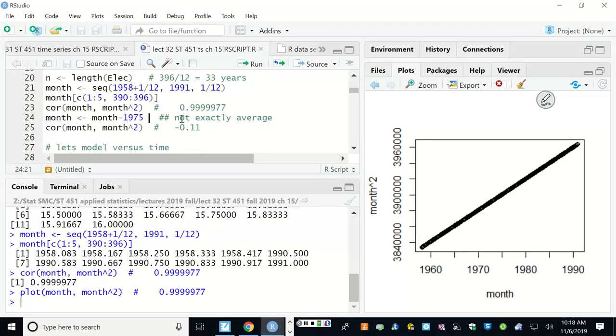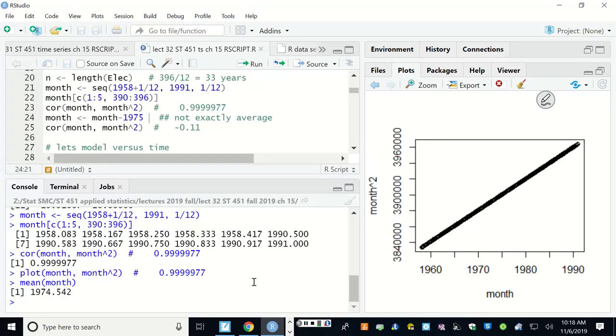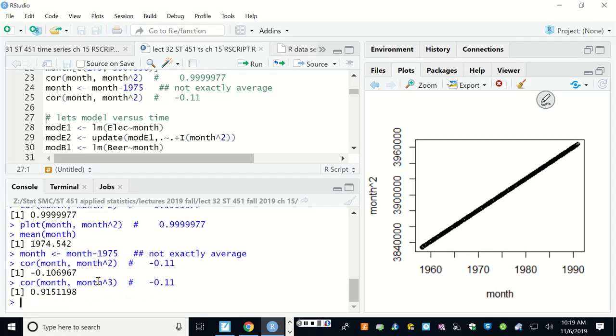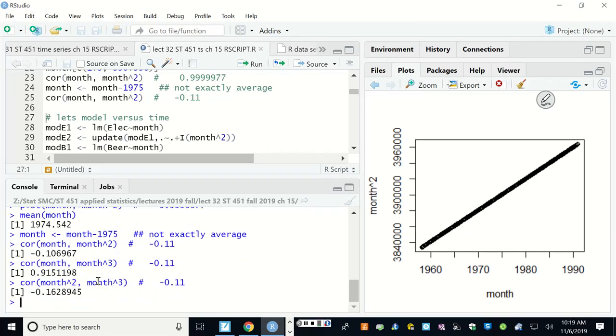So we could subtract the average. The mean of month done this way is 1974.542, but that seems a little odd for anybody else to subtract, but relative to 1975, that seems pretty clear. Easy to communicate. So we subtract the month in 1975, and then look at the correlation between month and its square or its cube. But a cube is still kind of high, but not as high. Or the squared one is. So anyway, it makes it so it's not so correlated.